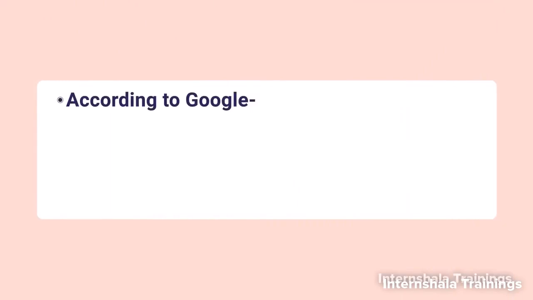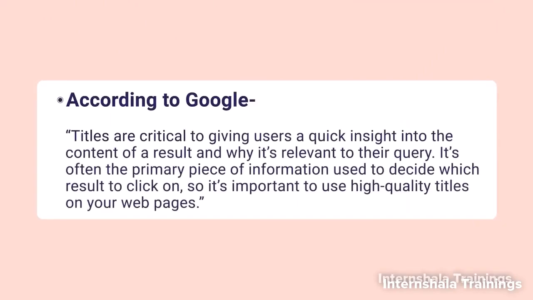Now, why is it important for SEO? Google explains it best. According to them, titles are critical to giving users a quick insight into the content of a result and why it's relevant to their query. It's often the primary piece of information used to decide which result to click on. So it's important to use high-quality titles on your web pages. Essentially, a search engine considers the meta title to be quite important for a web page and therefore considers it a top ranking factor. So how can we create good, rank-worthy meta titles for our web pages?